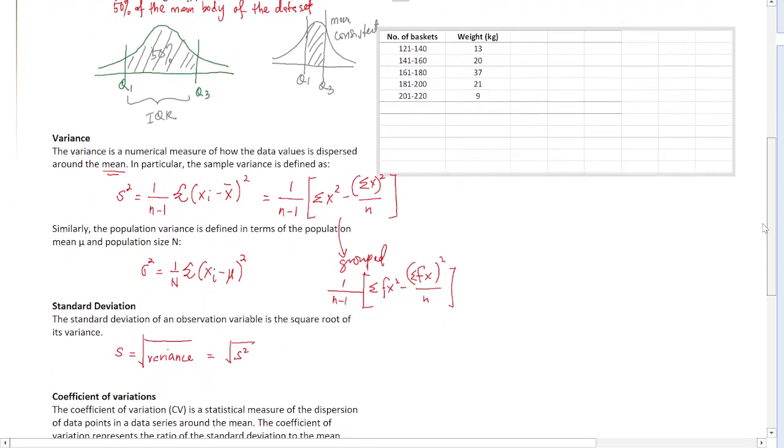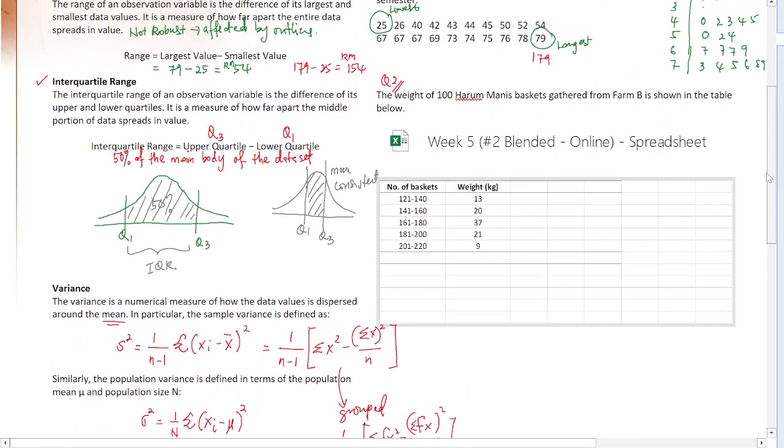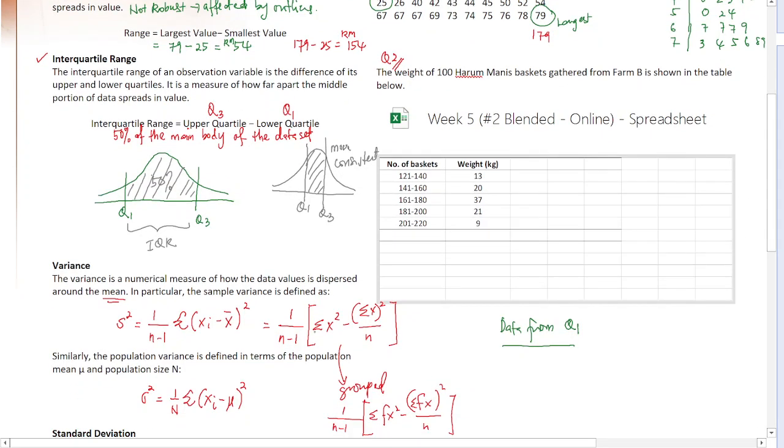Let's look at data from question 1. So we got data from Q1. What you need to do first is, because the formula requires you to get the mean, you have to find the mean first and then take the difference, and then barulah you kuasa duakan.